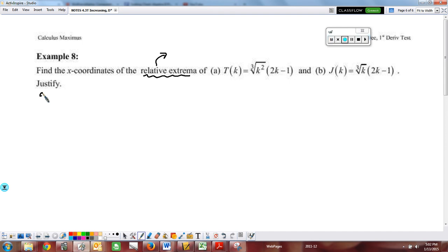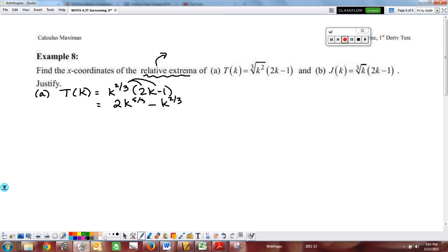All right, so let's take a look at A first. So our test, both increasing, decreasing, and for relative extrema, is to find the derivative. I might take my A and rewrite it in a nicer form. This is equal to k to the 2/3 times 2k minus 1, and I actually do not want to use product rule, so I'm just going to distribute this through to make my life a little easier and end up with 2k to the 5/3 minus k to the 2/3.